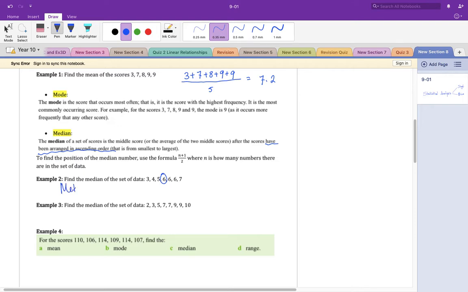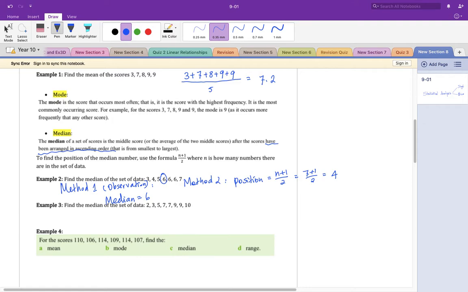So let's say method 1 is just by observation. You can see that the median is 6. But if I want to use method 2, which is the formula, we'll find the position. So first let's find the position. It's n plus 1 over 2. How many numbers are there? 1, 2, 3, 4. There are 7 of them. So the position is going to be 7 plus 1 over 2. That will give me 4.